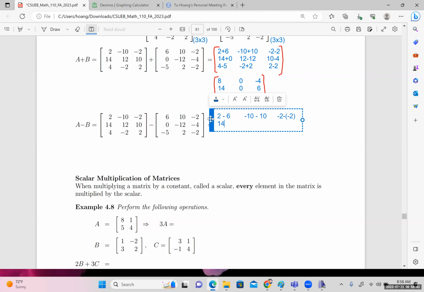I have 14 minus 4, 0. Then I have 12 minus 4, -12. Then 10 minus 4 and -4. 4 minus 4, -5. -2 minus 4, 2. 2 minus 4, -2. And after this, you will simplify it.